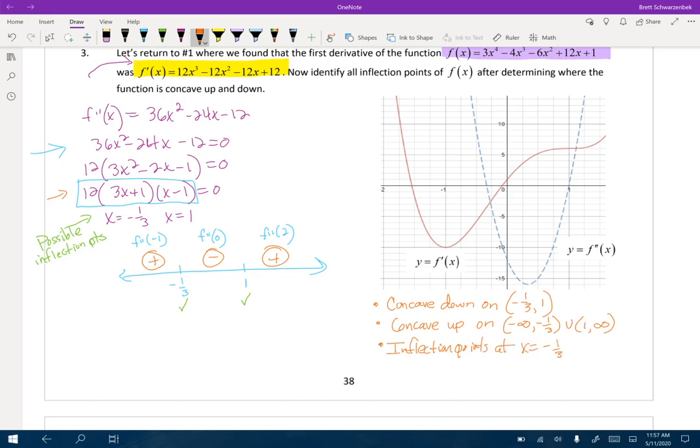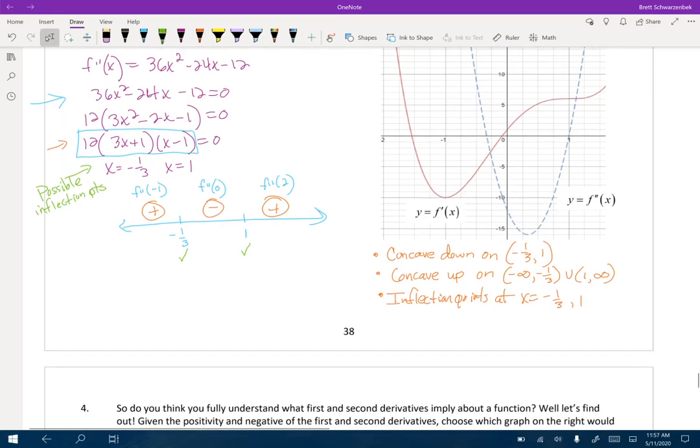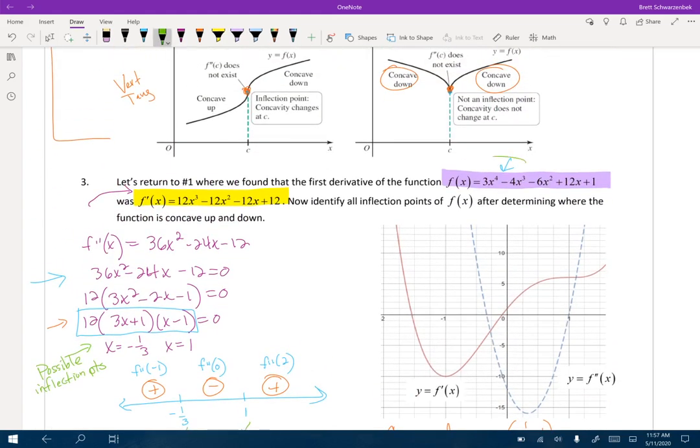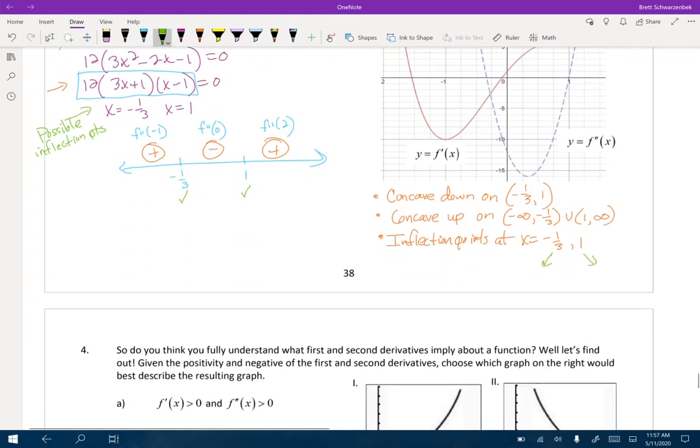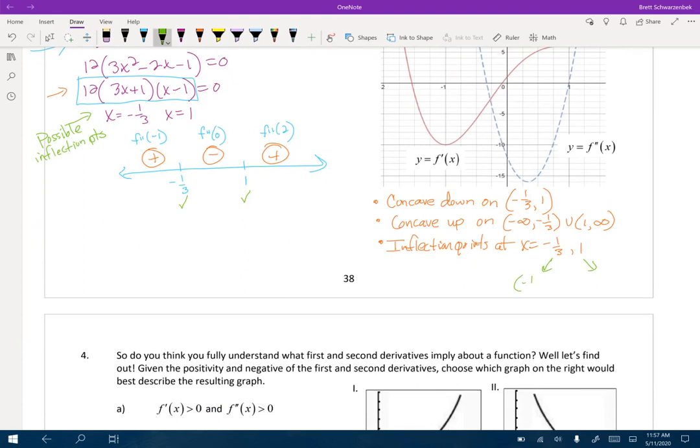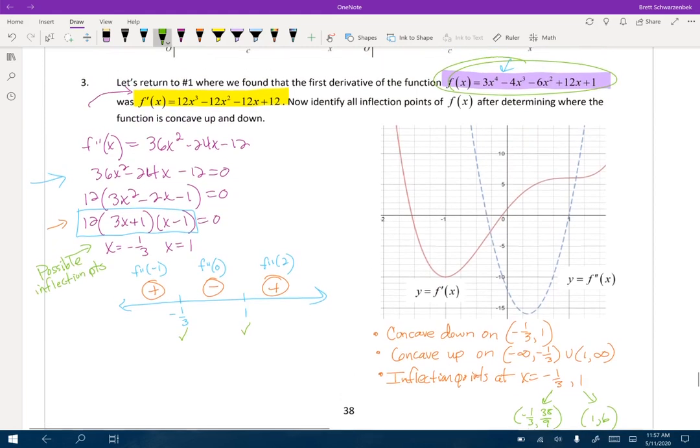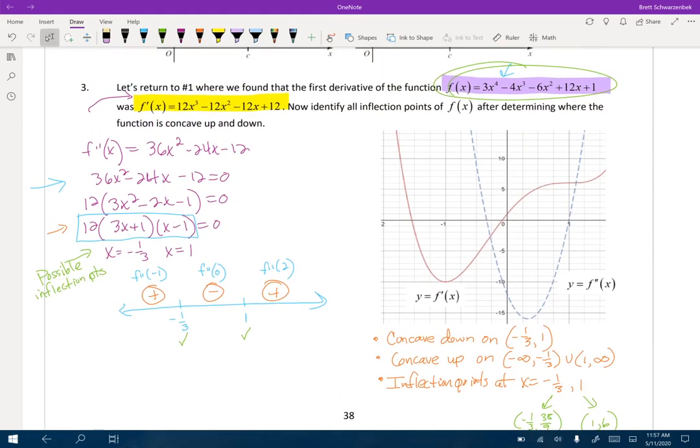So again, if they ask for the coordinate, you must plug -1/3 and 1 respectively into the original equation to get your coordinates. I'll do it here in case you end up having to do this on a lab or something like that. I just want to make sure that you get them. Those would be the inflection points that we deal with. But that is the process for this entire thing.